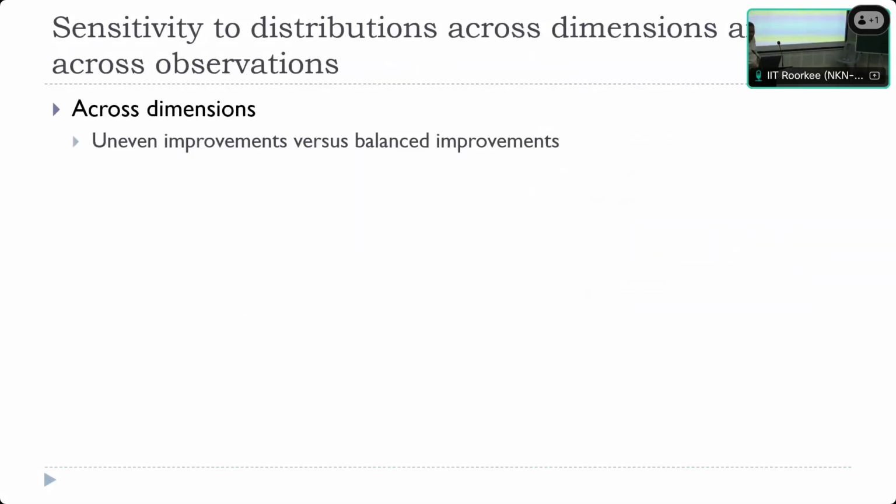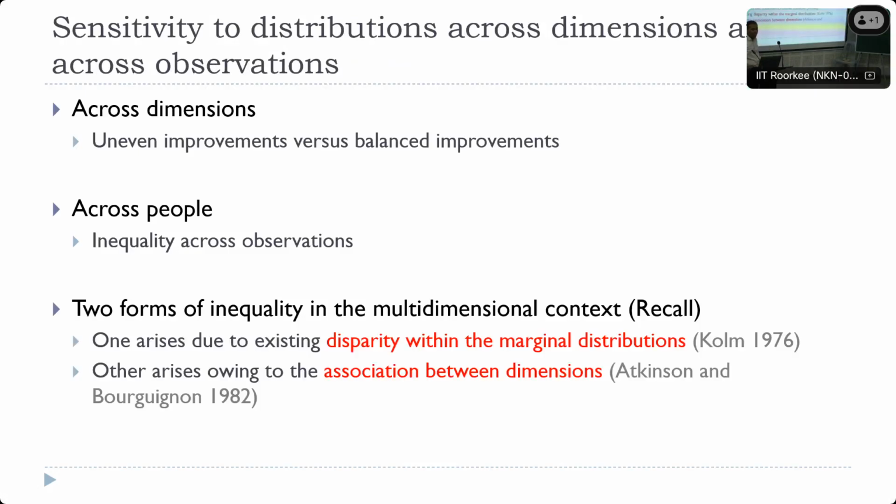Okay. The final one is sensitivity across dimensions, and we have discussed this several times, that sometimes you have to design measures so that they penalize unequal improvement across dimensions. Across people in the multidimensional context, we generally have two different forms of inequality. One comes from the inequality within dimensions. And then the other one comes in the form of association between dimensions. Yeah, we have already discussed that.